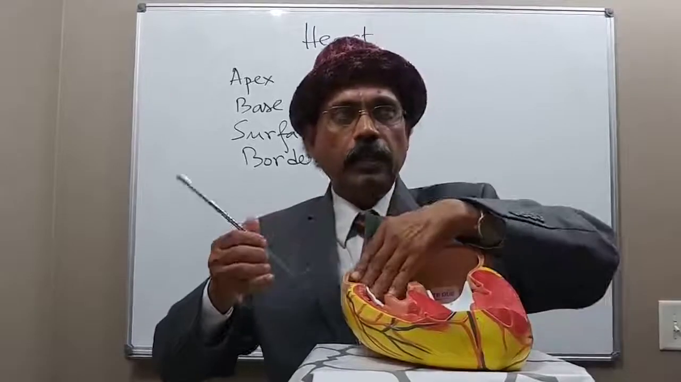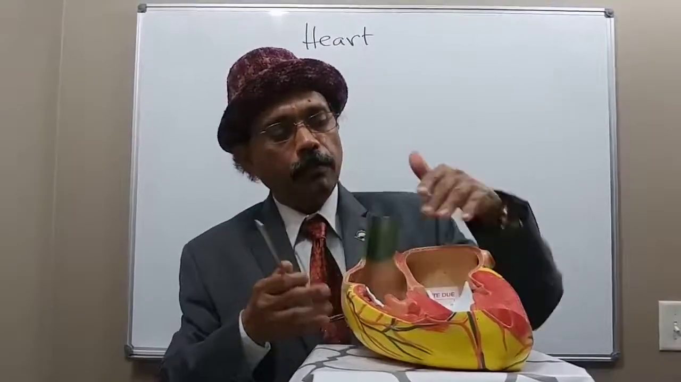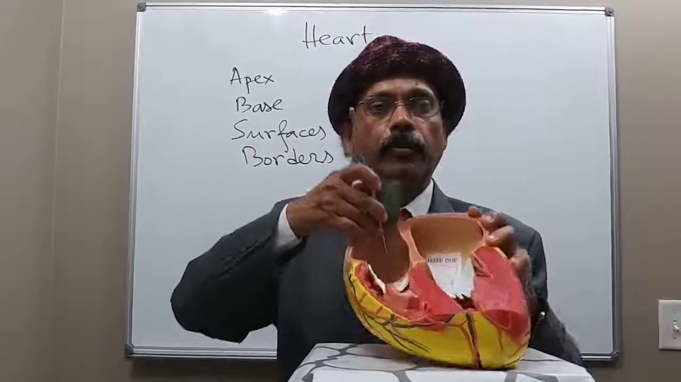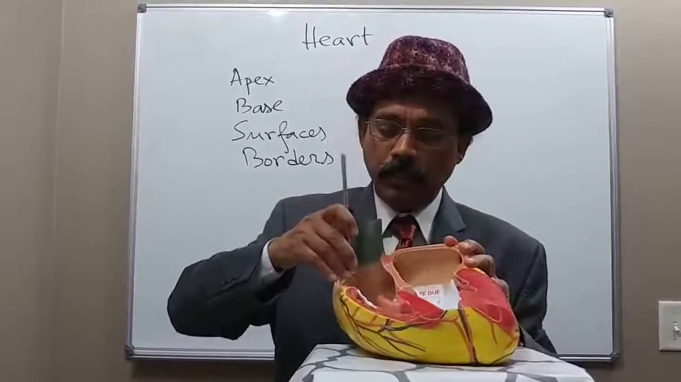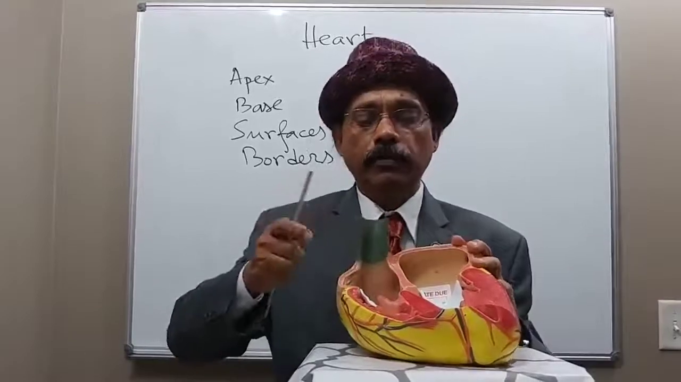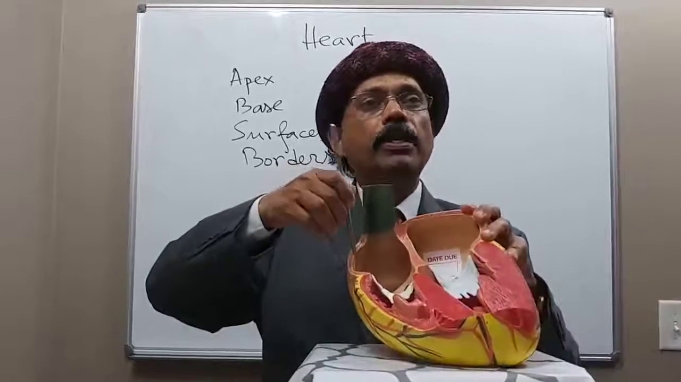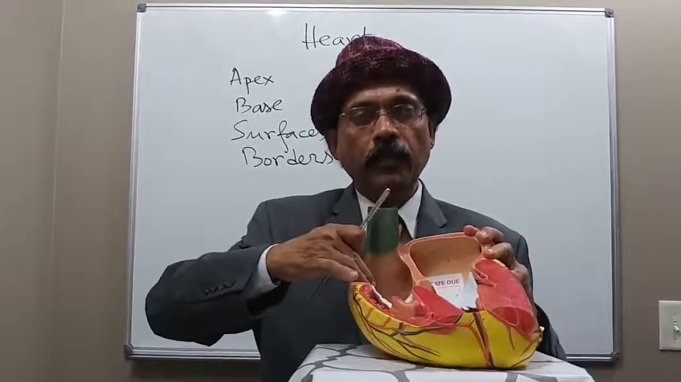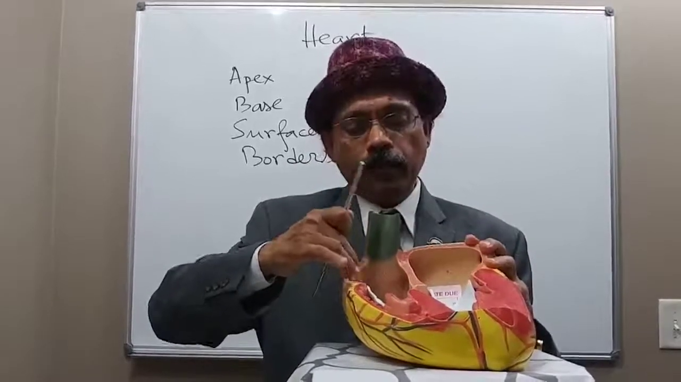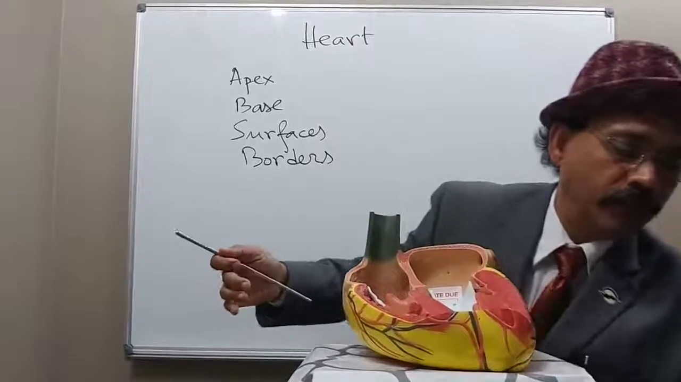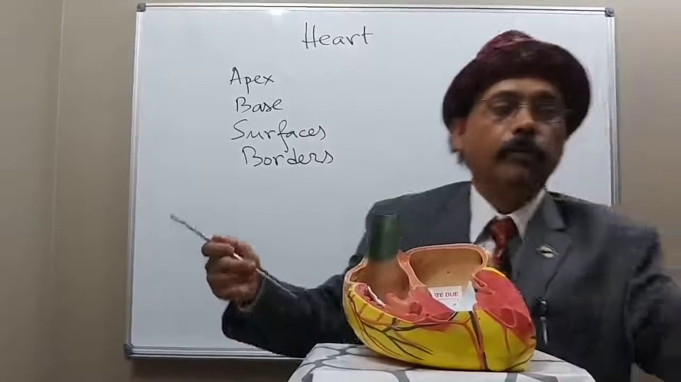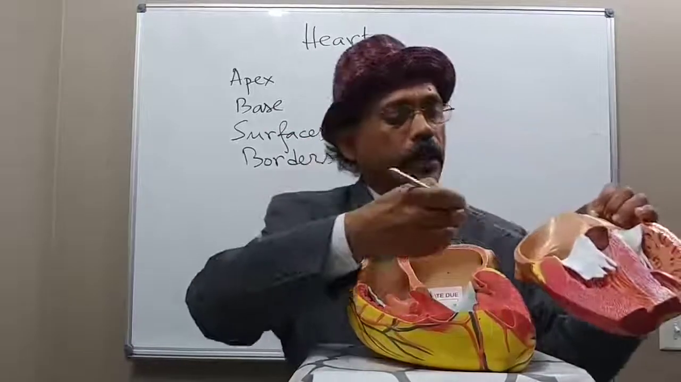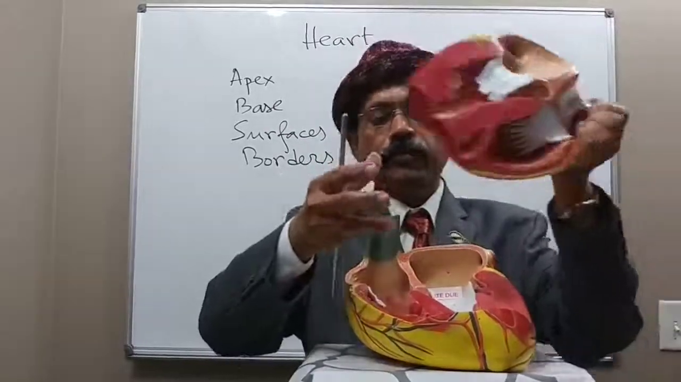In the atrium, we have some part is smooth, posterior part is smooth, and anterior part is rough due to the presence of pectinate muscles. So pectinate muscles are present in the atrium. Pectinate muscle also extends. It is also found on the auricle wall, which also contains the pectinate muscles.